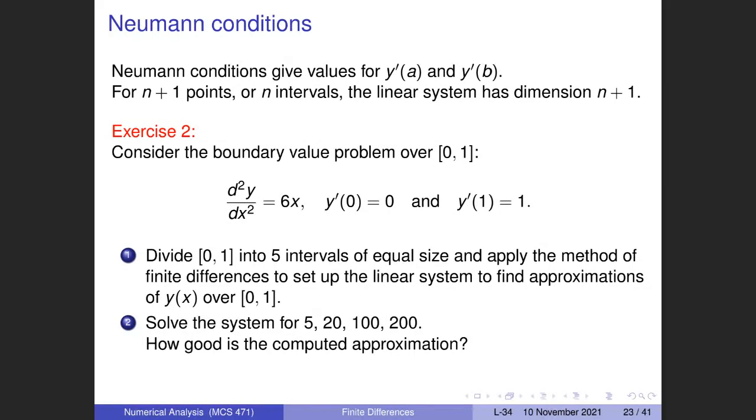So summarizing, with Neumann conditions, we are given slopes at the beginning and at the end. We are dividing in n intervals, so now we have n plus 1 points. If we are fixing the dimension at n, we are dividing by n minus 1 when we compute the h. All right, we consider now the same equation as exercise 1.